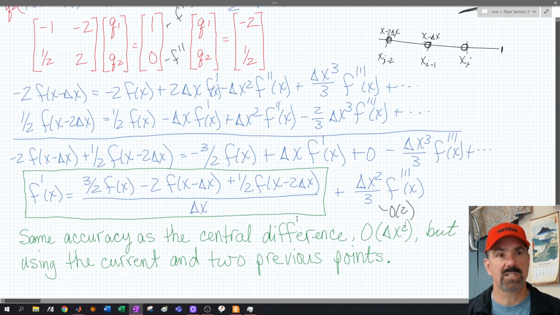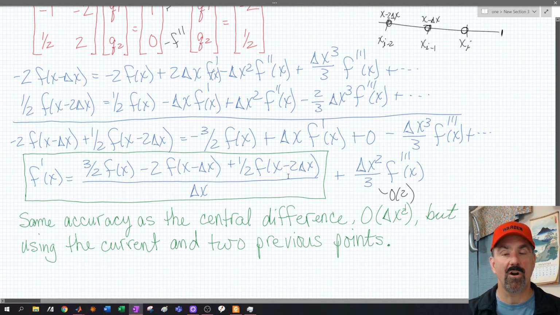So this is how it's done. And you can see if I went farther back, if I kept more points going backwards, I could increase the accuracy.